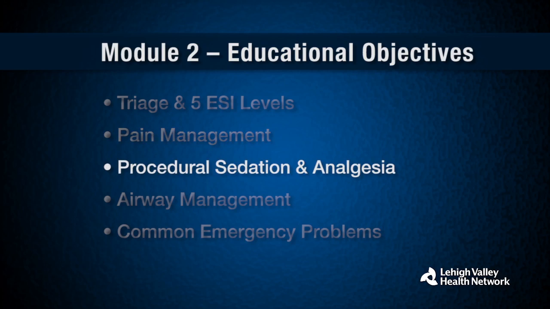Next, I want you to understand the indications and practice of procedural sedation and analgesia in the pediatric and adult patients. At least once per shift, you will probably be doing some form of sedation or analgesia for your patients. There are many drugs that we use, from moderate sedatives like Versed or Valium to deep sedatives like propofol and etomidate. If you have further interest in this area, there are e-learning modules on our LVHN website that you will have access to.